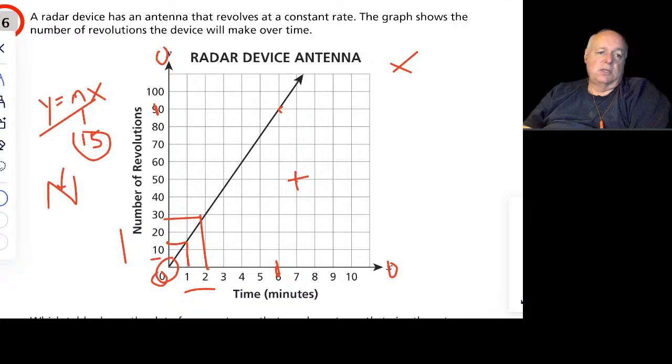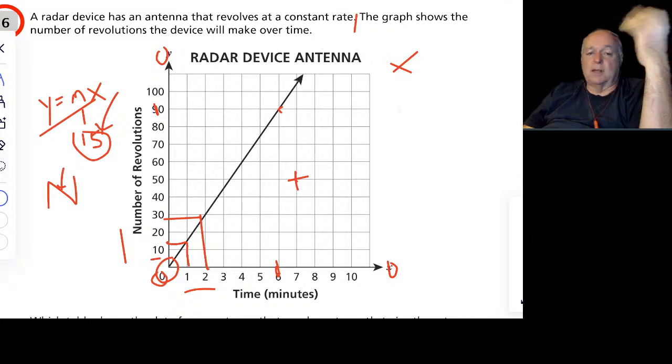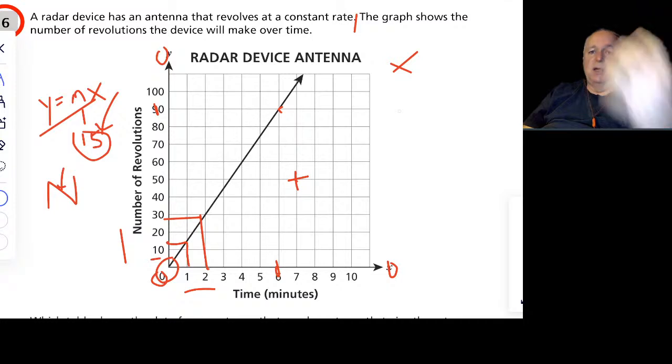And even if you didn't actually solve for the 15 here, now is the point where you would go down and look at it and actually get that number. The graph shows the number of revolutions the device will make over time. So again, we proved every minute it goes 15 revolutions. Okay, we don't care what the antenna looks like. We don't know where it's installed, how it's working. They're just telling us something and we go with it.